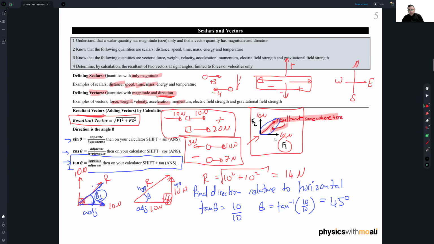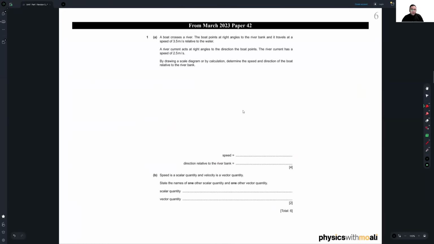Good. Let's solve an example. A boat crosses a river. I chose one without a diagram because I want you to sketch, by the way. It's always good to sketch. A boat crosses a river. The boat points at right angles to the river bank and travels at a speed of 3.5 meters per second relative to the water.